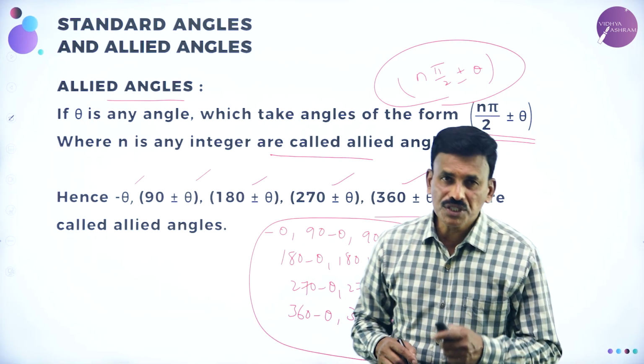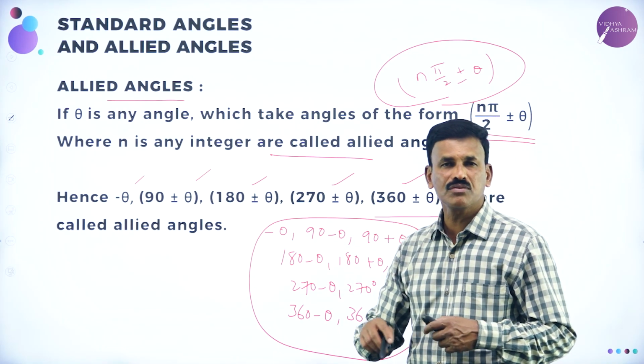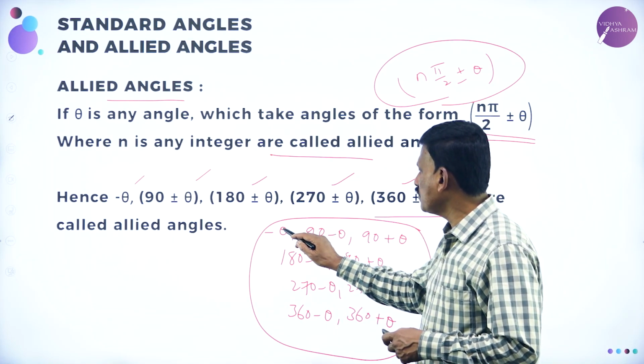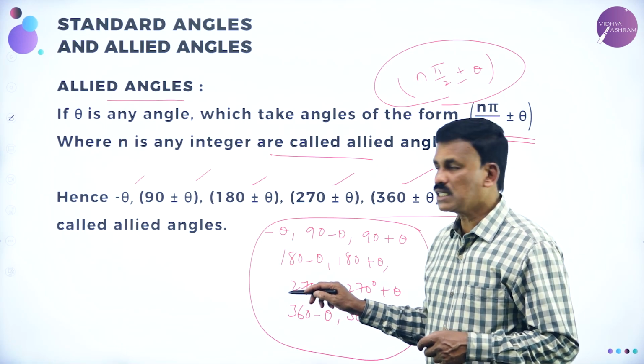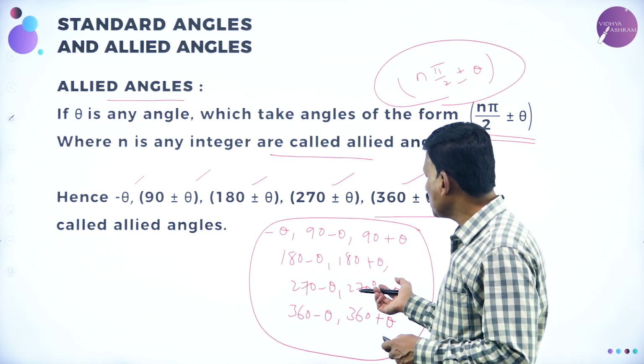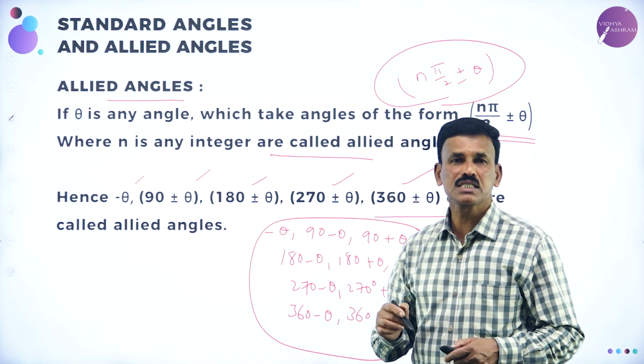Now, we are going to connect the trigonometrical ratios for all these allied angles. That is very, very important. Now, to connect the trigonometrical ratios of minus theta with those of theta, trigonometrical ratios of 90 minus theta with those of theta, similarly trigonometrical ratios of 270 plus theta with those of theta, and 360 plus theta.